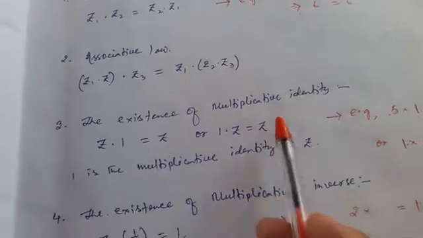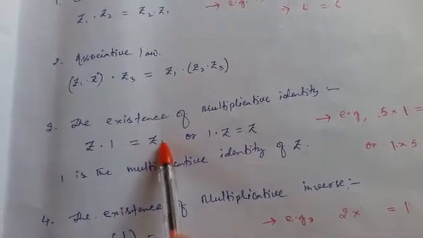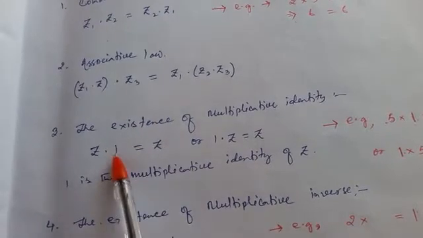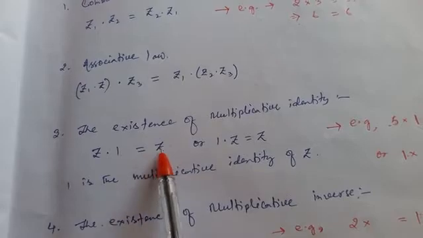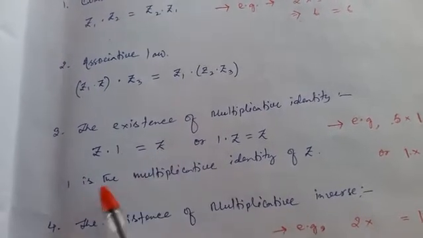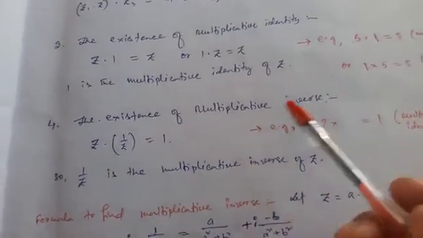1 is the multiplicative identity. Like that, this is a complex number. In order to get the number itself, we have to multiply by 1. So 1 is the multiplicative identity. So 1 is the multiplicative identity of the complex number.